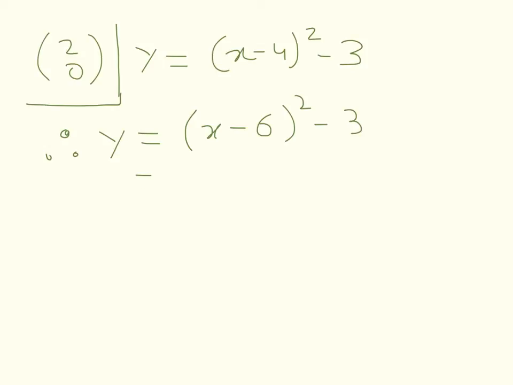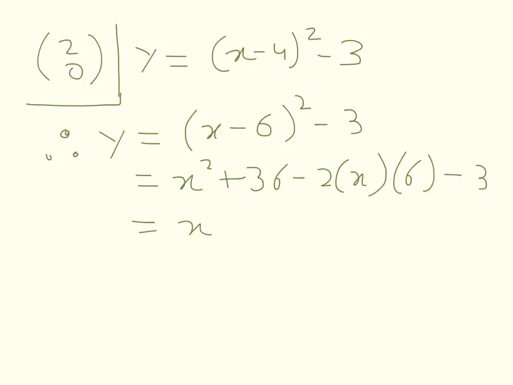All I'm now going to do is expand my answer. So x times x gives me x squared. Minus 6 times minus 6 gives me a positive 36. And the rest would be minus 2 into x into 6 minus 3. And this would give me the answer of x squared minus 12x plus 33, which is exactly the same as the answer given on the page. So, hence, proved.